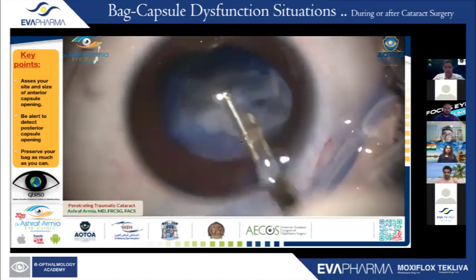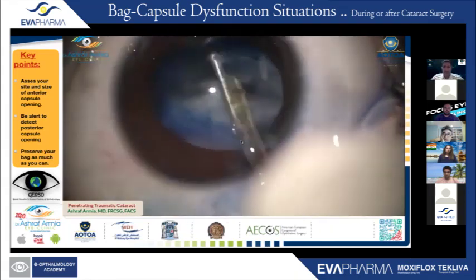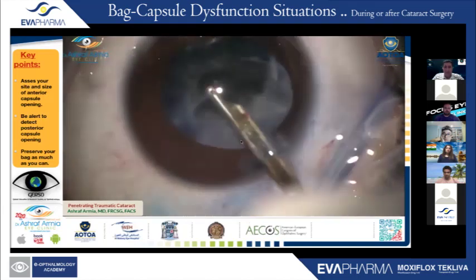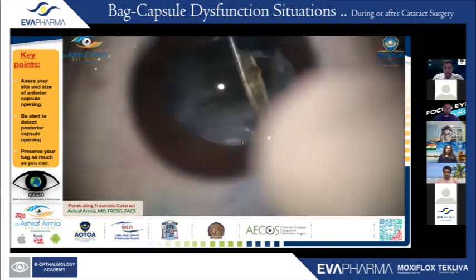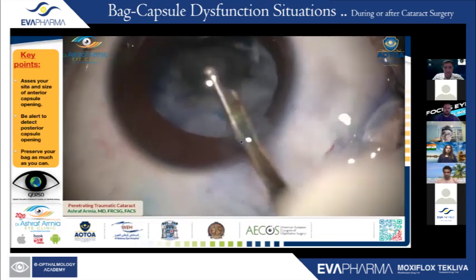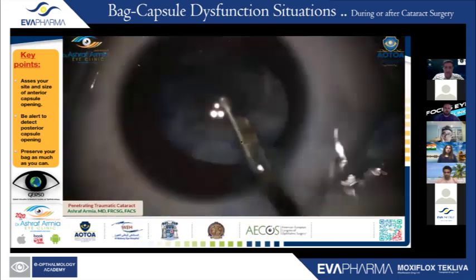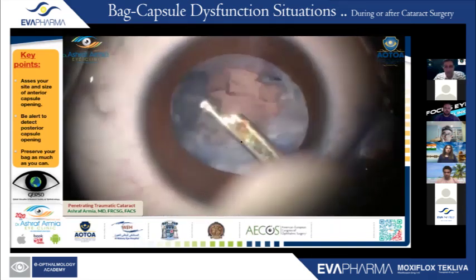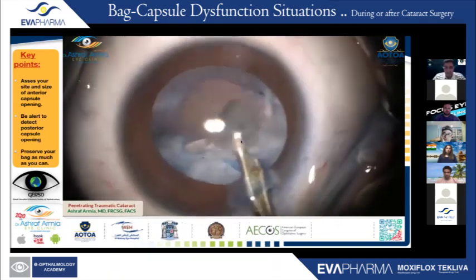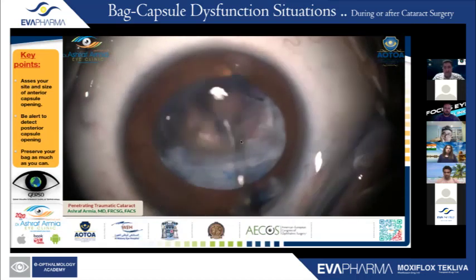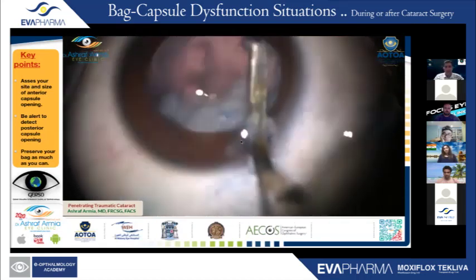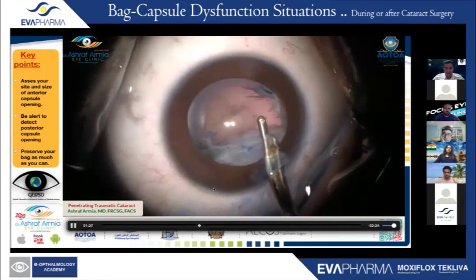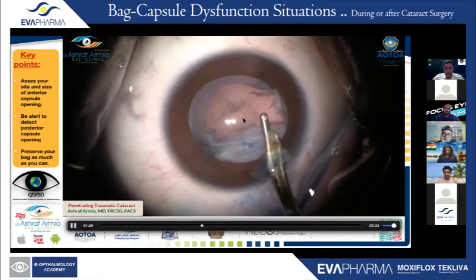Double way, I didn't use the bimanual because I don't need too much pressure. I used the double way cannula. And when I finish this part, you are going to see the opening hole in the posterior capsule. I need this part, so I did an opposite opening on the other side. See the opening? I see the opening now.